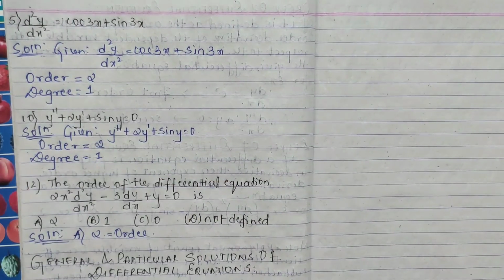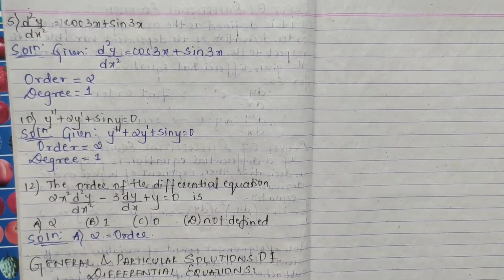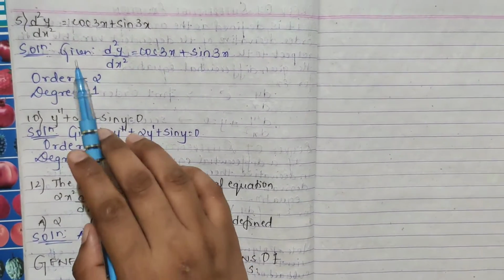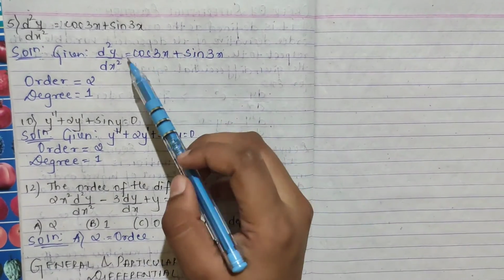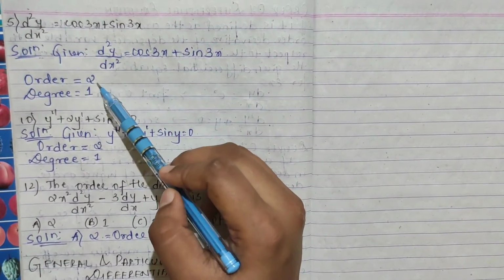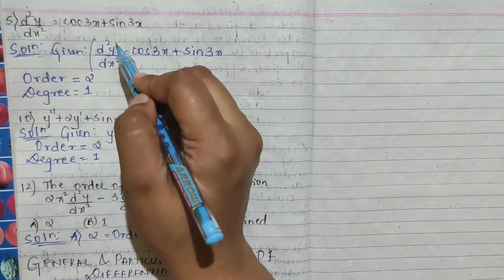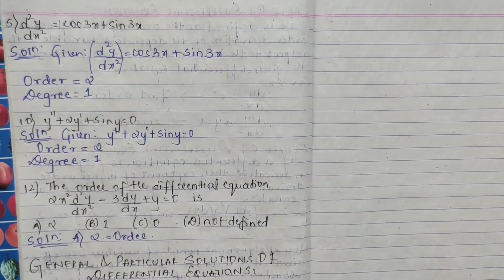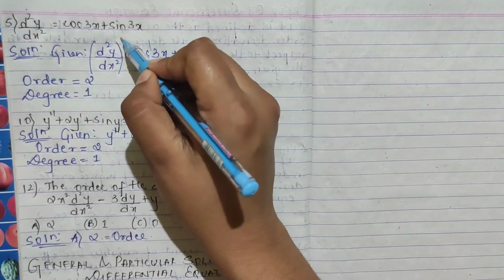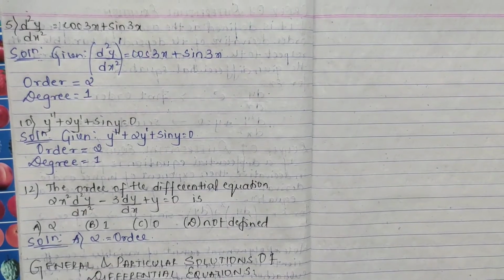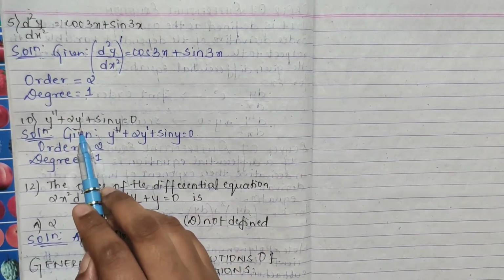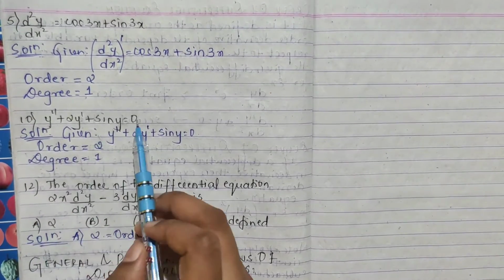Next question, second one: d^2y/dx^2 is equal to cos 3x plus sin 3x. In the same way, what is the order of this? See, the derivative is this only, and it is second order, so order is 2. Degree means what? It is the exponent of the highest derivative in your differential equation. So here, the degree is 1, right? Nothing written means raised to 1. So degree is 1.